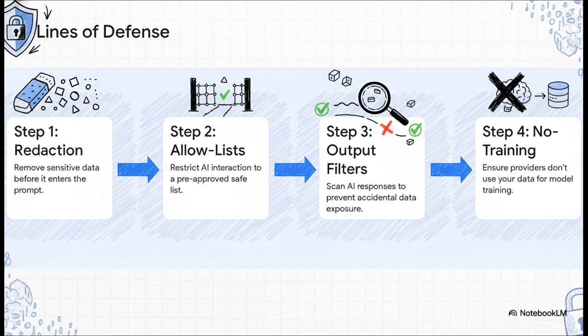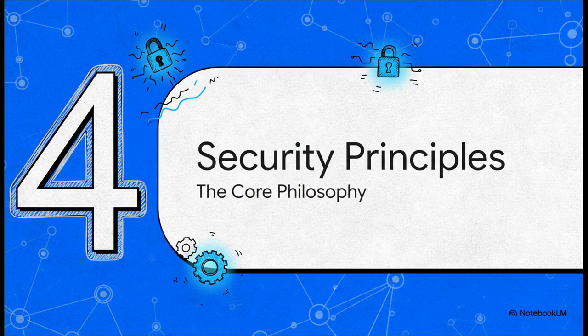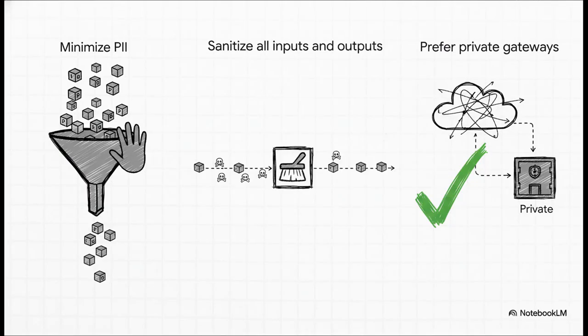And finally, step 4, an enterprise no training policy. This is so important. It means you have a formal, legally binding agreement with your model provider that guarantees your data will never be used to train their future models. Now, these tools are incredibly effective, but they work best when they're guided by a core philosophy. Think of these as the fundamental rules of the road for any secure AI development. These principles are so simple, but they're incredibly powerful.